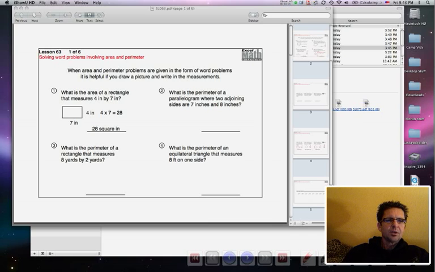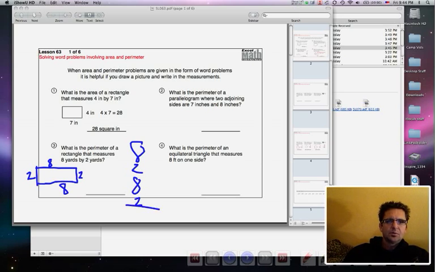Perimeter of a rectangle that measures 8 yards by 2 yards. So first, draw the rectangle. And one side's 8, the other side's 2, and we want the perimeter, which means we have to add all the sides together. So we do 8, 2, 8, 2, and when we add those up, we get 20, and check up here for your label. 20 yards is the answer.